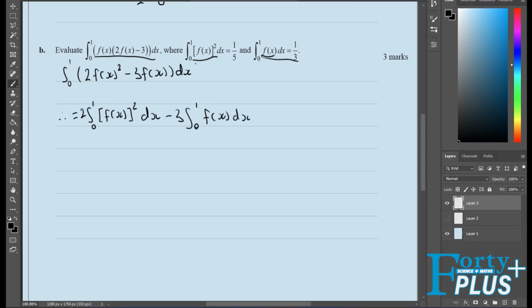Now, it's pretty much in the form that we want it. So we can simply just substitute now. So it's going to be 2 times 1/5 minus 3 times 1/3. So that's going to equal 2 over 5 minus 1, and that's going to be negative 3 over 5.